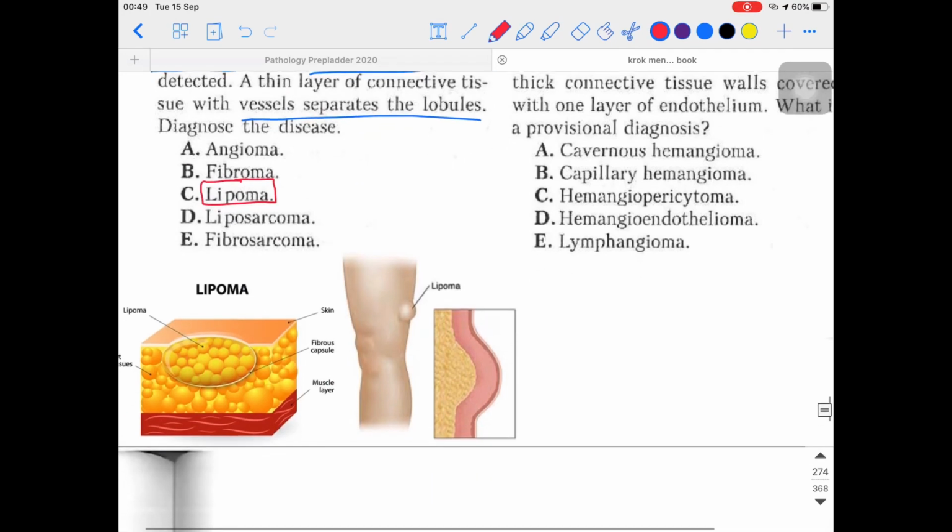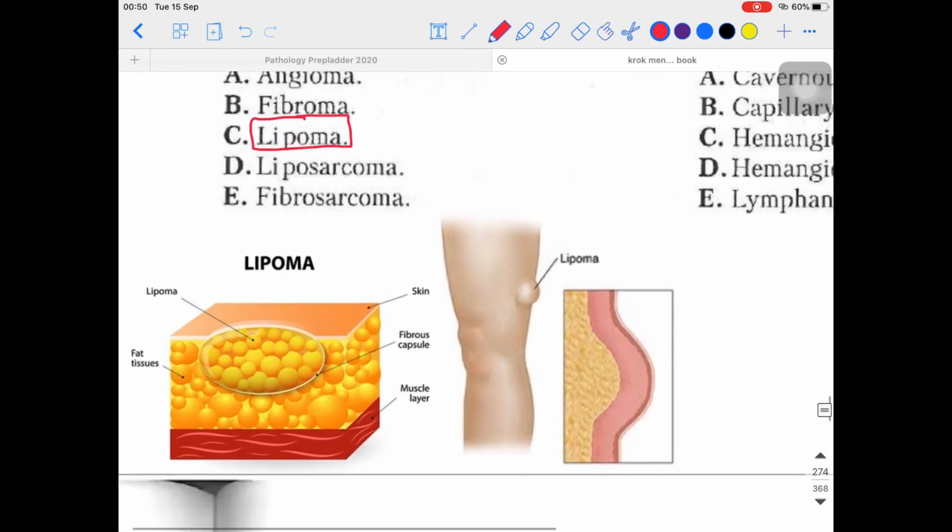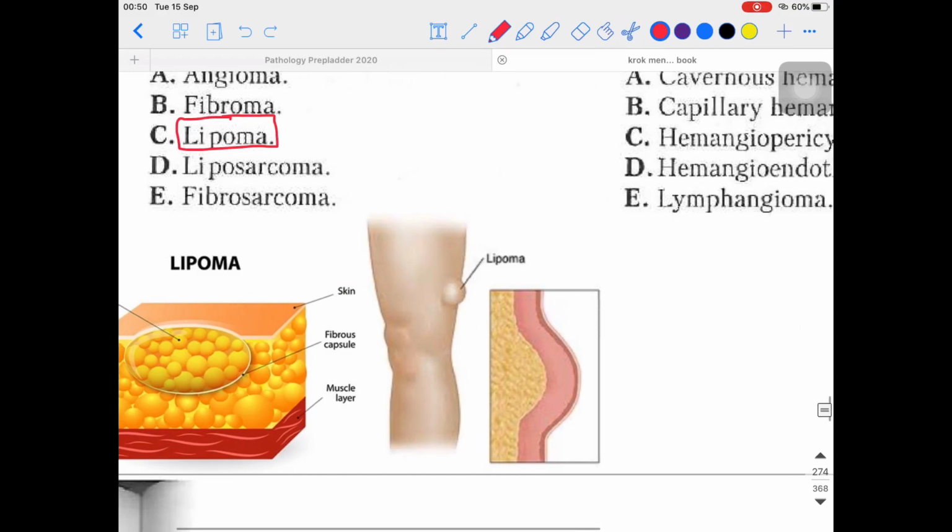Now lipoma, I have inserted the image for your convenience. Look, lipoma is the fatty tissue, the tumor of the fat cells. So fatty tissues, they show a bigger appearance. So this is a lipoma over here, with the markings. First of all there is the skin, then a fibrous capsule, and beneath that there is a muscle layer, isn't it? And on the right side you can see the lipoma, this one I am talking about. So you can easily appreciate how it looks.